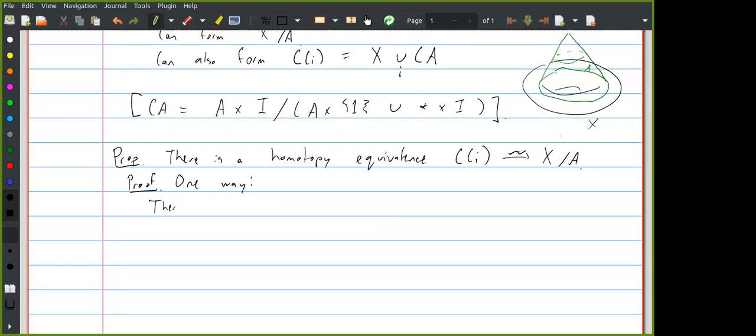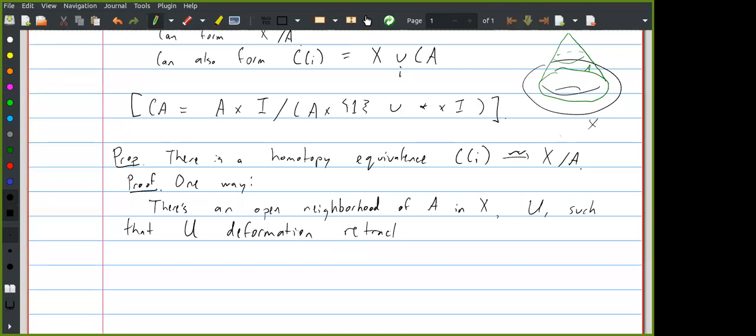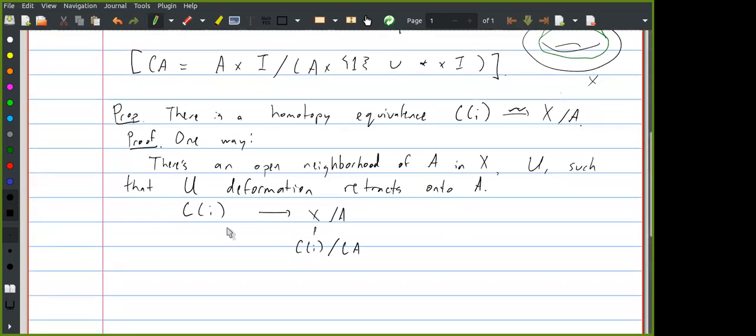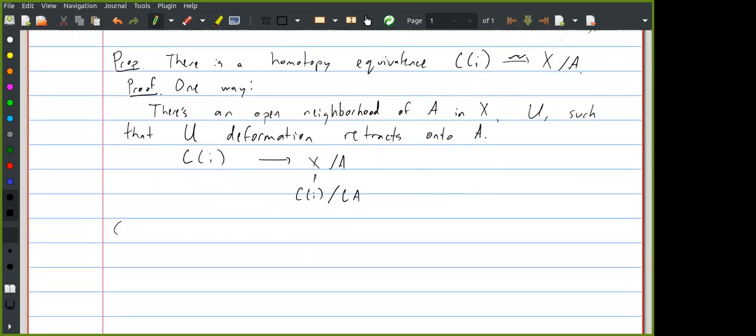So what that means is there's a neighborhood, an open neighborhood of A in X, let's say U, such that U deformation retracts onto A. So there is a natural map from the mapping cone to the actual quotient. And what this does is it quotients by the inclusion of the cone. So this is the same as the mapping cone mod the inclusion of the cone on A. And we have to construct an inverse to this. And basically, we can use the existence of this neighborhood, which has A as a deformation retract, to construct a homotopy inverse.